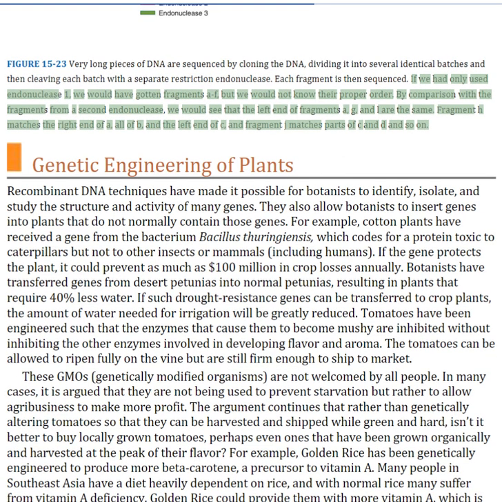If we had only used endonuclease 1, we would have gotten fragments A-F, but we would not know their proper order. By comparison with the fragments from a second endonuclease, we would see that the left end of fragments A, G, and L are the same. Fragment H matches the right end of A, all of B, and the left end of C, and fragment J matches parts of C and D, and so on.